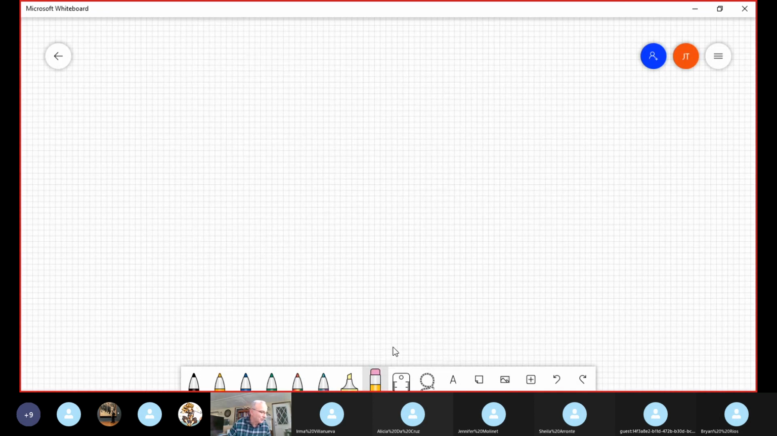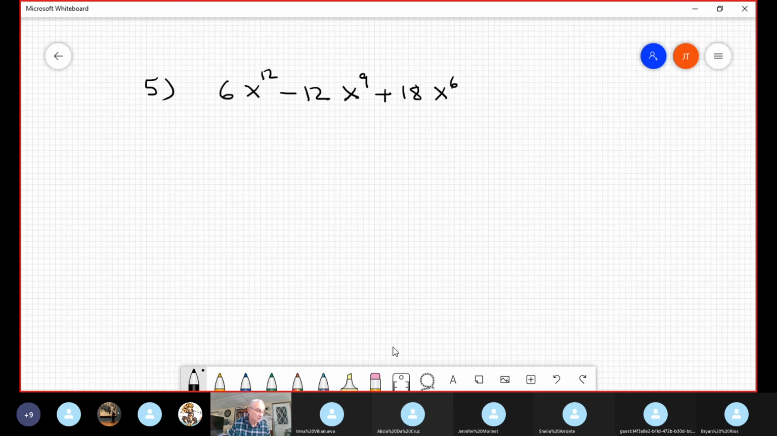Okay, let's do a second example. Number 5 question is 6x to the 12 minus 12x to the 9 plus 18x to the 6 minus 24x to the third. Factorization using GCF. Step number 1, find the GCF.